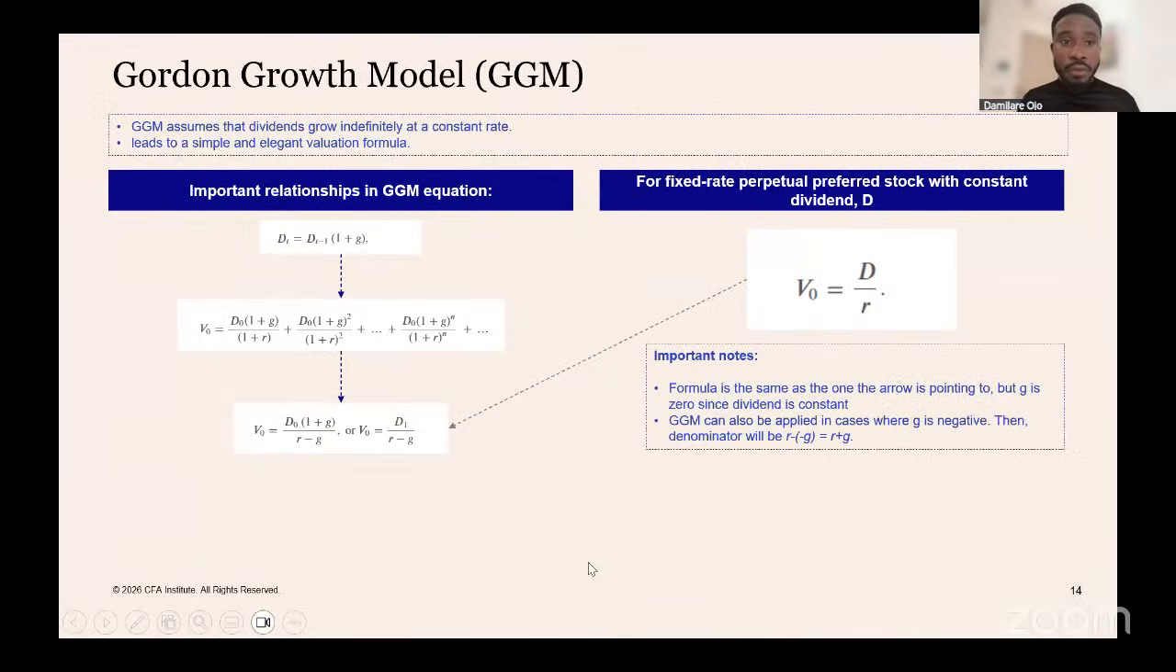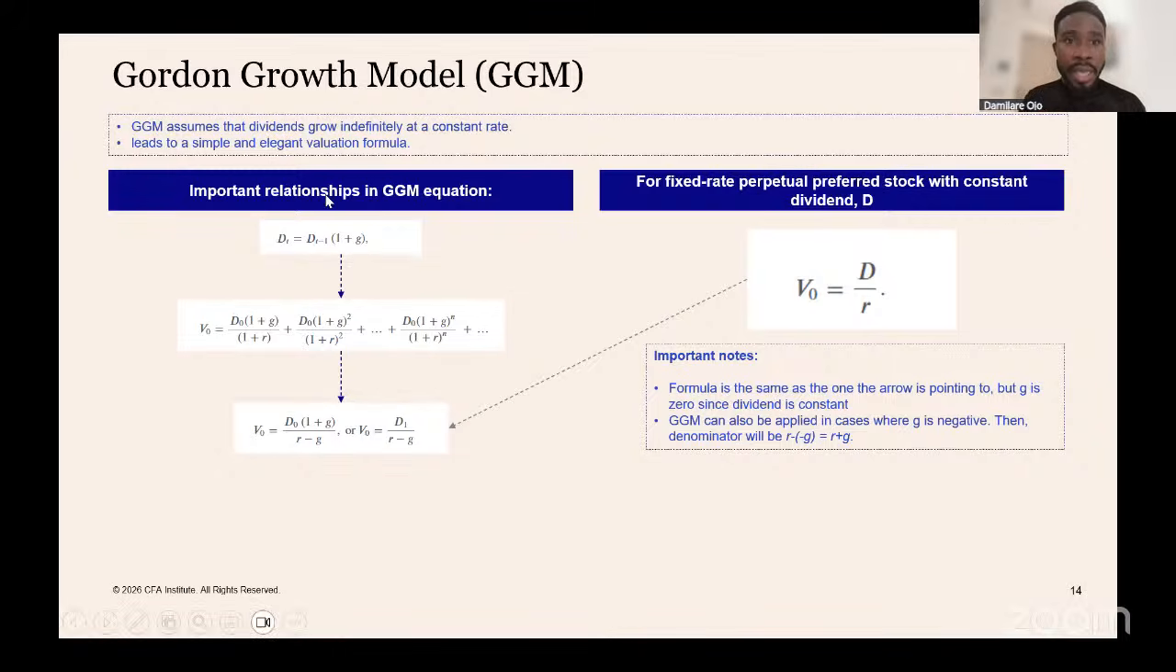Now, the Gordon growth model. I think this is also something very important for us to know. What it assumes is that dividends grow indefinitely at a constant rate. So the Gordon growth model assumes that dividend grows indefinitely at a constant rate G, and it leads to a simple formula for doing our valuation under DDM.